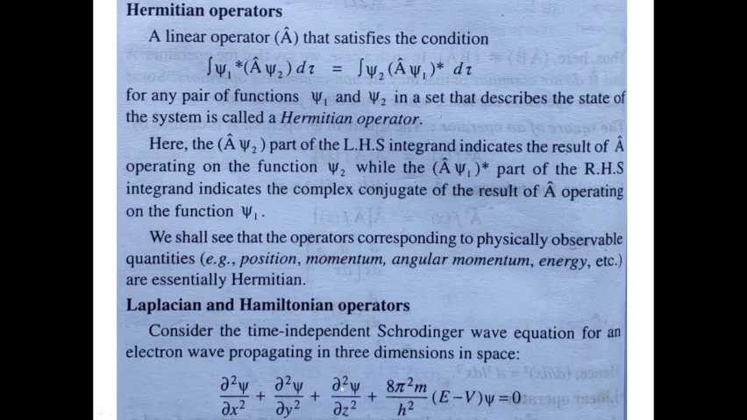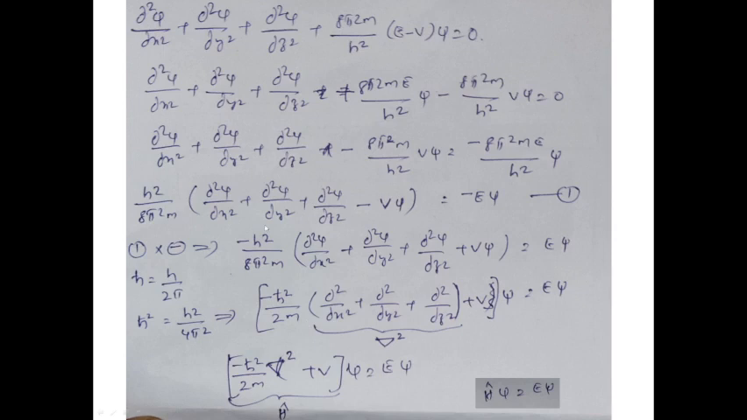Now this is the long form of the time independent Schrodinger equation: del square psi by del x square plus del square psi by del y square plus del square psi by del z square plus 8 pi square m by h square into E minus V psi equals 0. This is the long form of the time independent Schrodinger equation. Now we have to reduce this equation by using two operators, the Laplacian operator and the Hamiltonian operator. Let us discuss how we are going to reduce it.